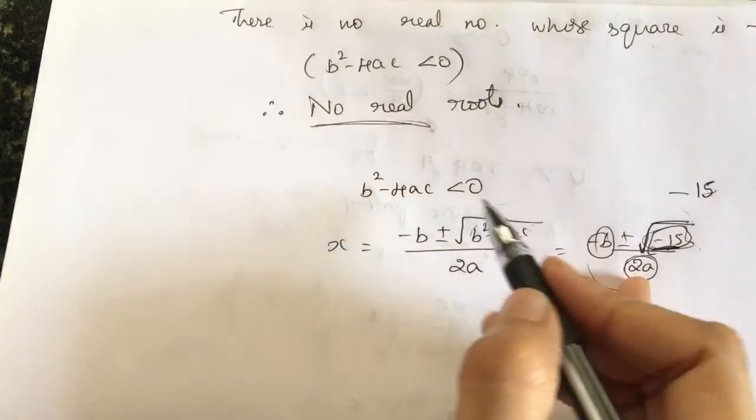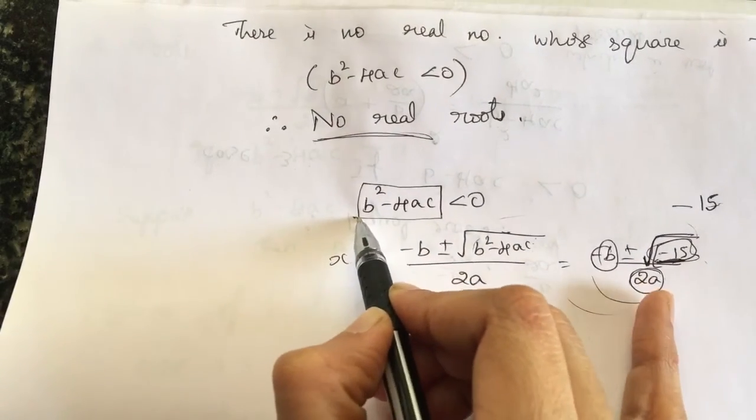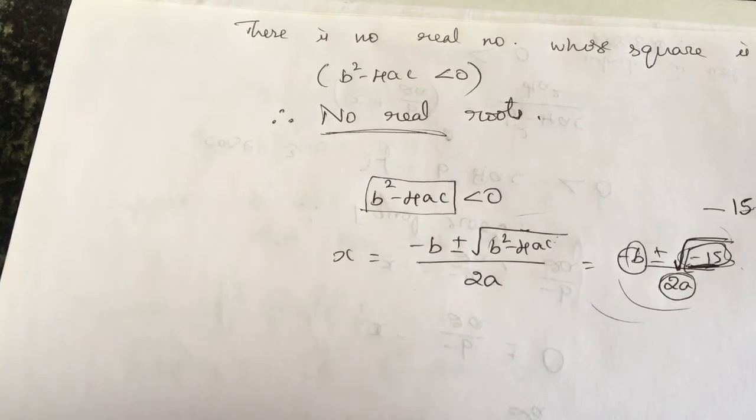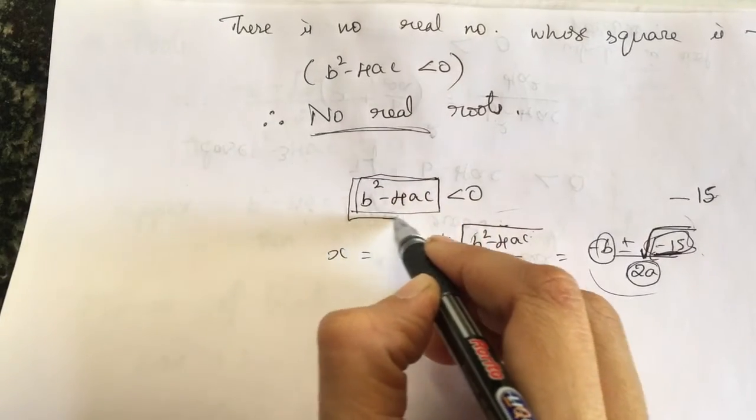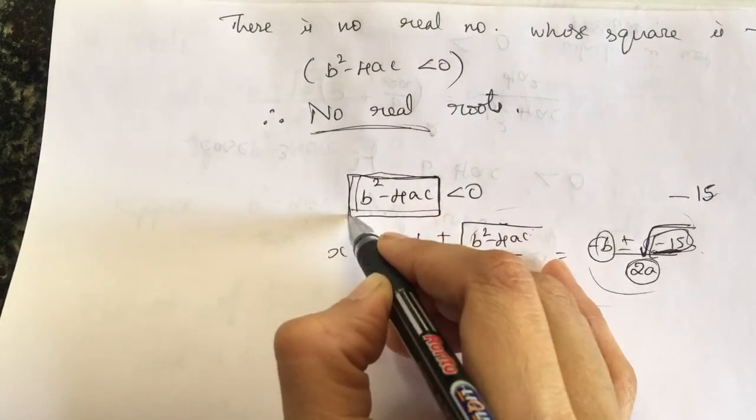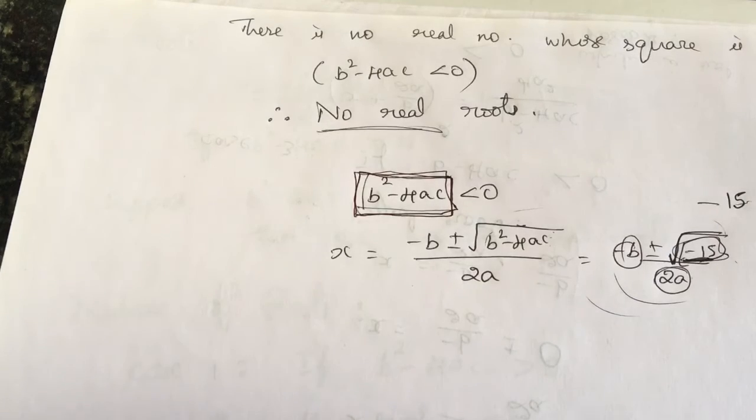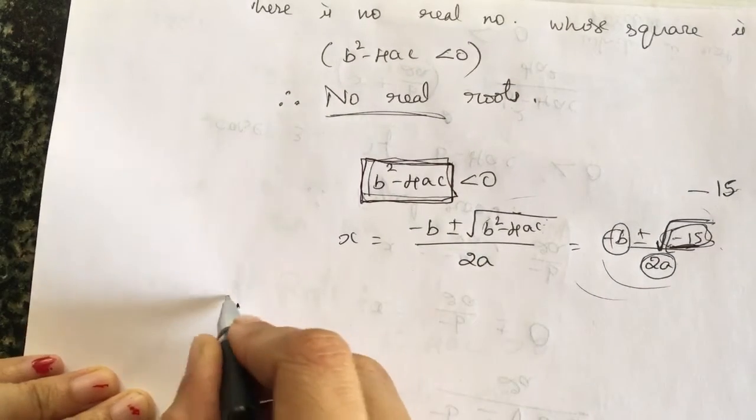Depending on this, we are deciding whether the quadratic equation has roots and what the nature of the roots is. So the nature of the roots depends on this. Therefore, we call b square minus 4ac the discriminant of the quadratic equation.